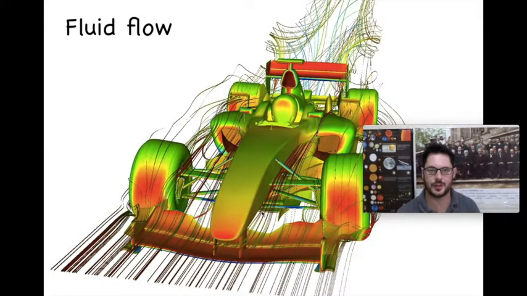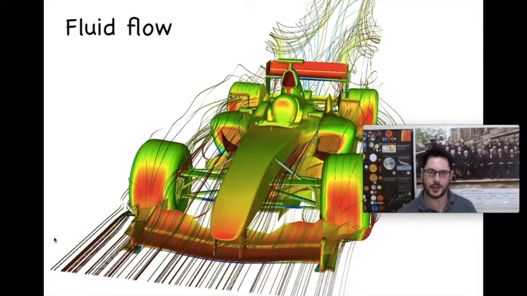Okay, and welcome to this video on fluid flow. As you can see from this wonderful picture, the fluid flow has many uses, one of which is what we call aerodynamics and is used by Formula One racing cars. They change the shape of their car because they want to move through the air in the most efficient way.